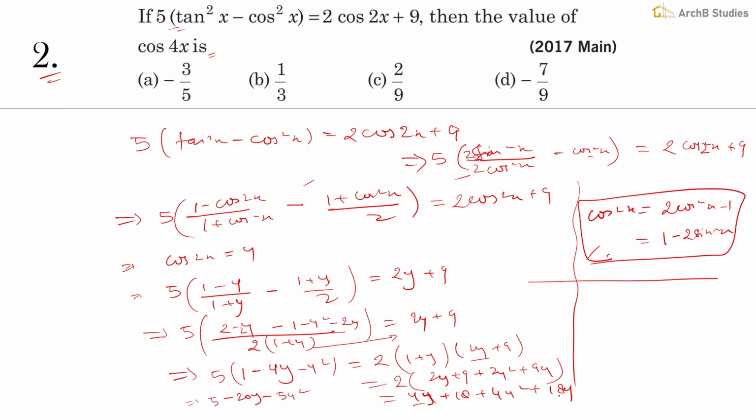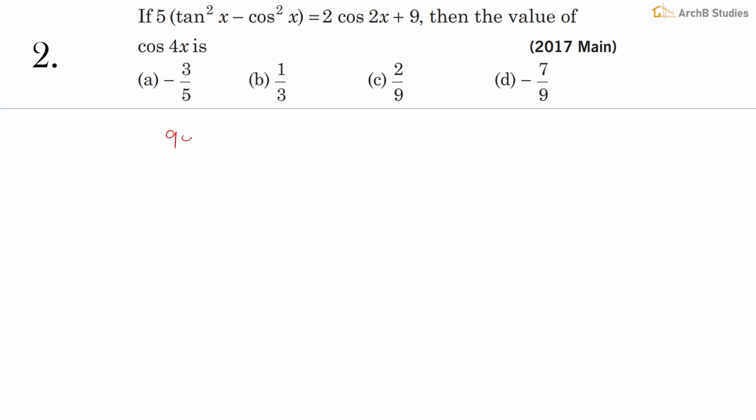Now 4y plus 18y, 22y, plus 18 plus 4y square. Okay, 42y and plus 9y square plus 13 equal to 0. So 9y square plus 42y plus 13 equal to 0.